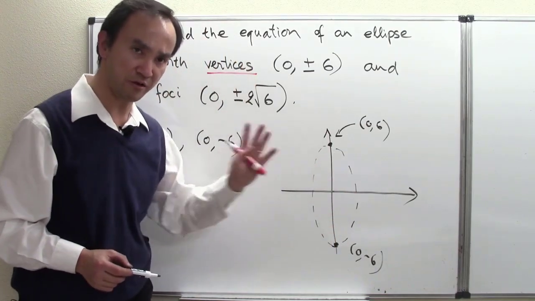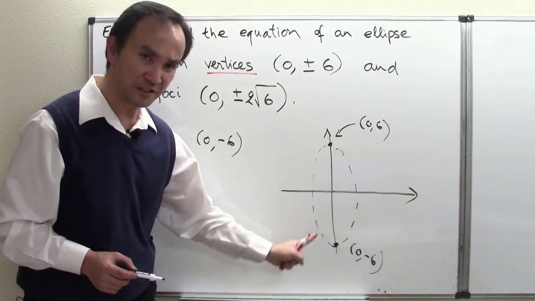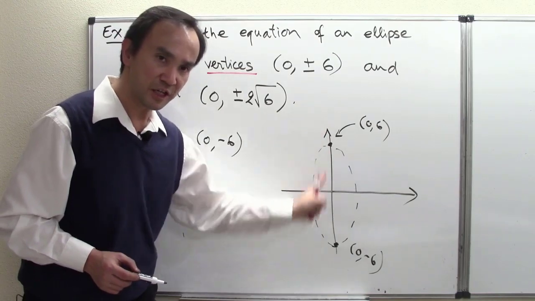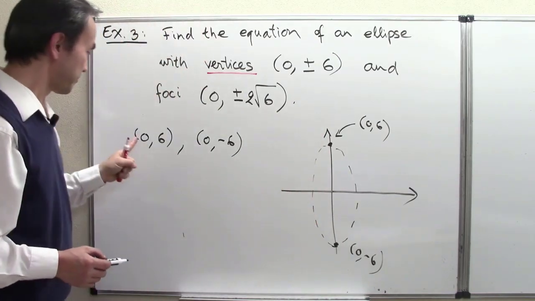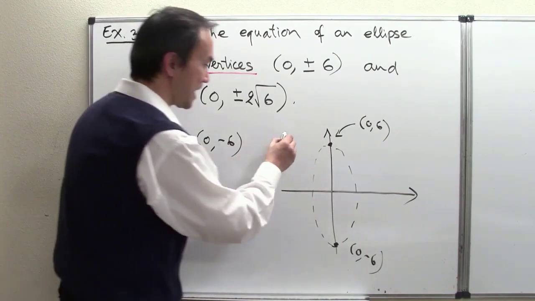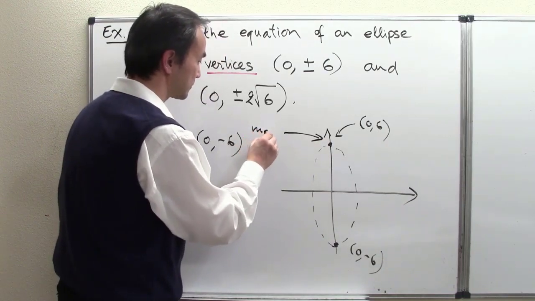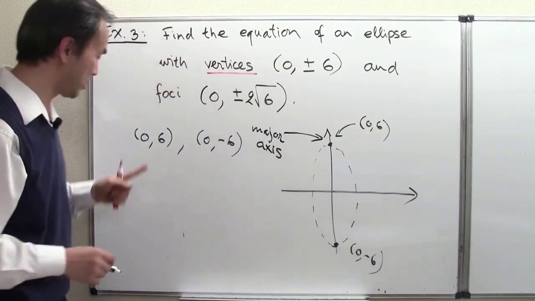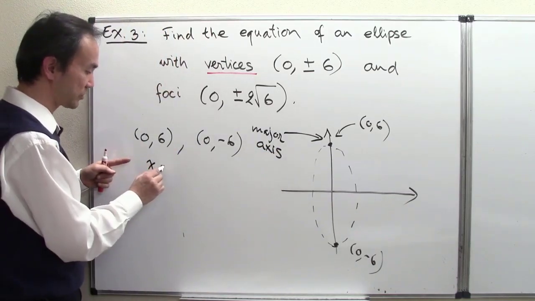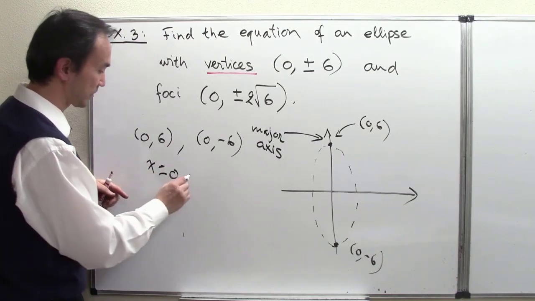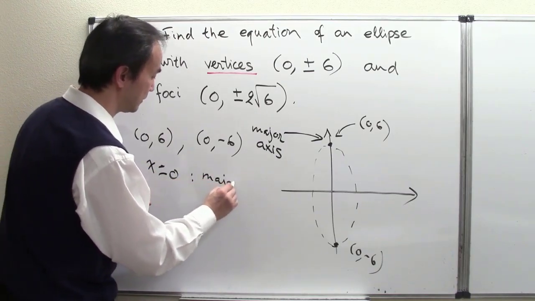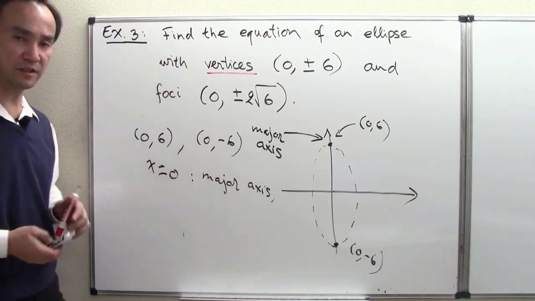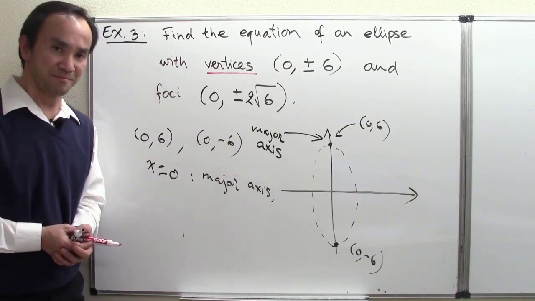All right, that's the expectation now. At least we nailed that down. And so further, as a consequence, the vertical y-axis has to be the major axis. So the y-axis is the major axis, simply because x equals 0 is the major axis. So we read that right out from the coordinates of the two vertices.